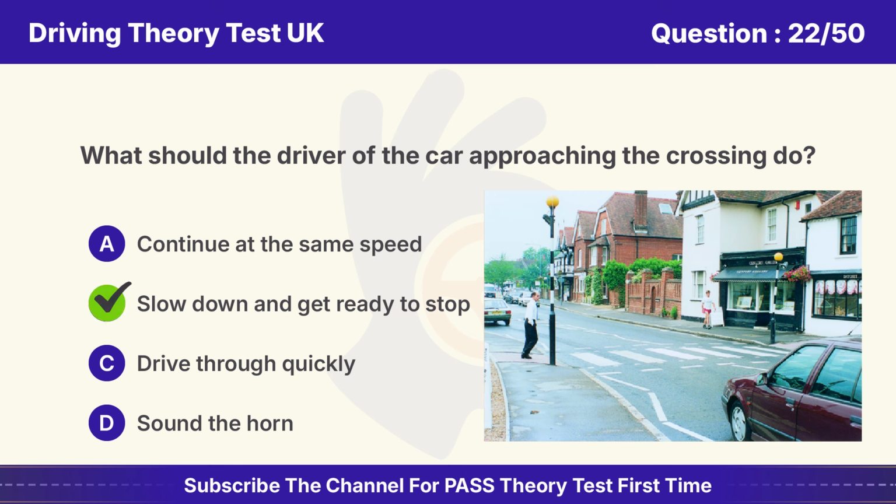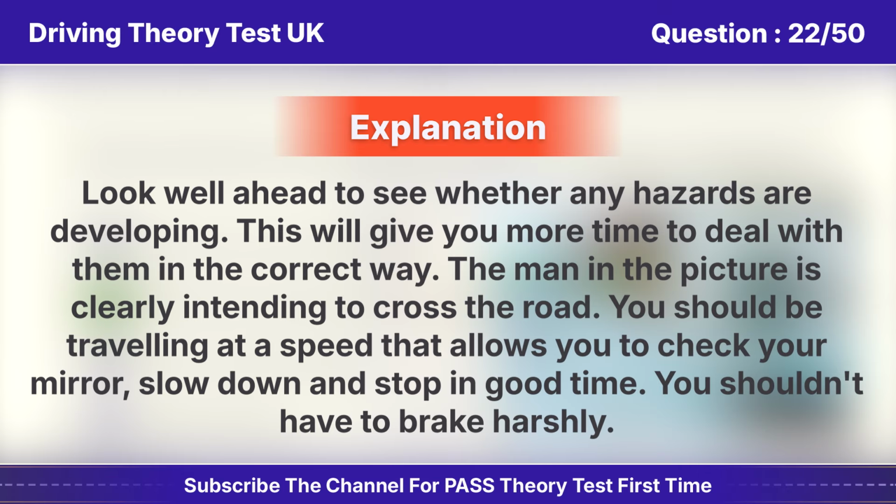Answer is B. Slow down and get ready to stop. Look well ahead to see whether any hazards are developing. This will give you more time to deal with them in the correct way. The man in the picture is clearly intending to cross the road. You should be traveling at a speed that allows you to check your mirror, slow down and stop in good time. You shouldn't have to brake harshly.